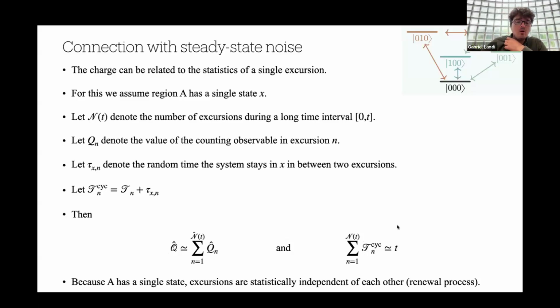Now, what is really special about this is that because we assume region A only has a single state, this is a renewal process. Renewal process means that the counting observables at each excursion are statistically independent of each other. So we're summing statistically independent random variables, provided they have this special constraint here all the time.